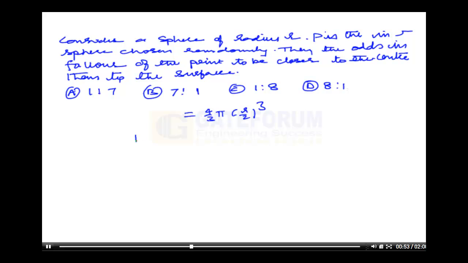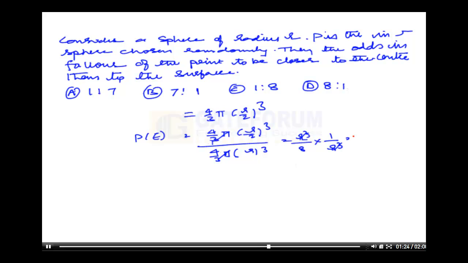So the probability of the event, that means the points chosen which are closer to the center, is given by 4 by 3 pi (r by 2) whole cube divided by 4 by 3 pi r cube, that is the total volume of the sphere. Simplifying, we get r cube by 8 into 1 by r cube. Therefore that is 1 by 8.